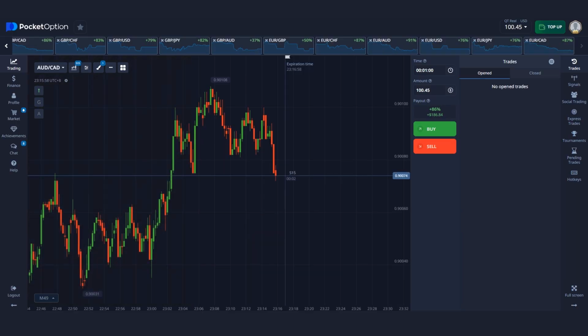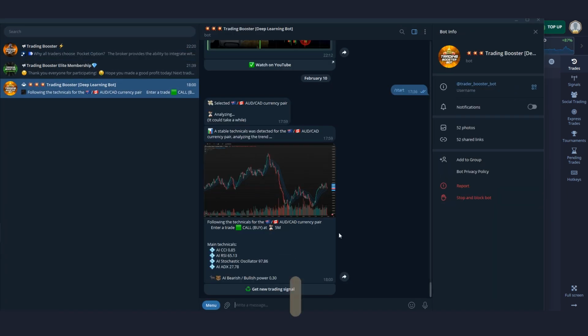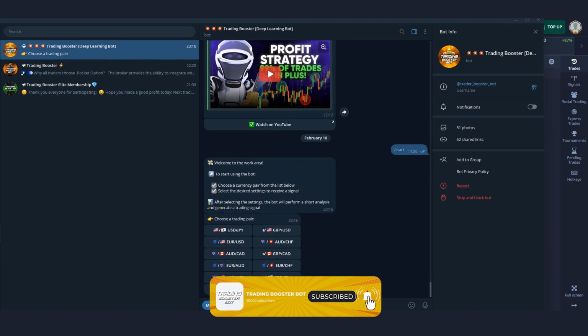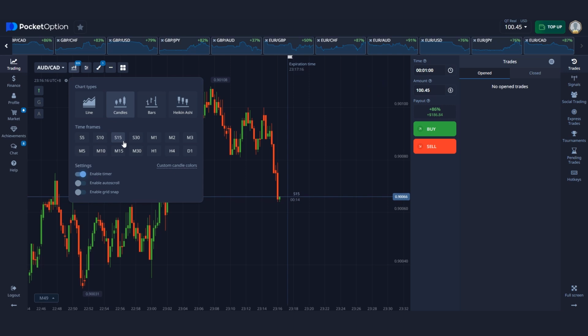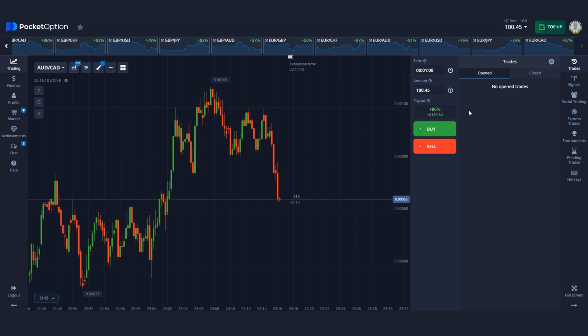To start, let's begin with a simple method that any beginner trader can replicate. For this, I need to choose any currency pair that I like, and that is available in the booster bot. The booster bot features 12 currency pairs, and right now you can see them on your screen. Next, I set 15-second candles and the trade duration to 1 minute.